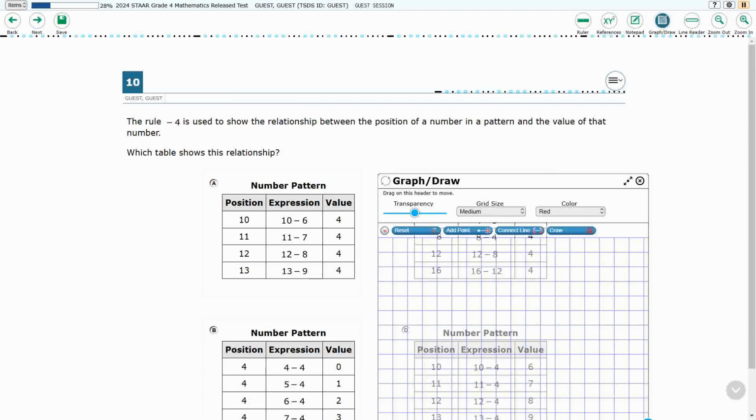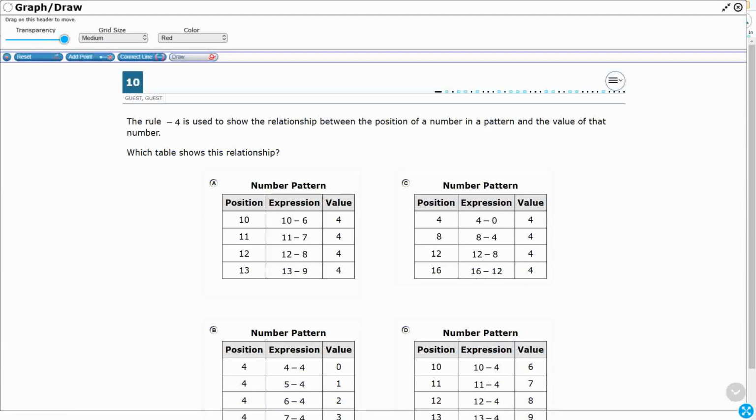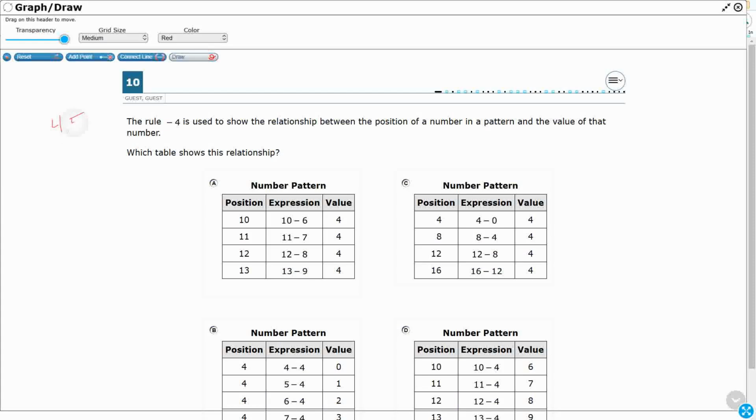So for number 10, we are looking at input-output tables, and this is 4.5B. And we need to find a rule, minus 4, to show the relationship between the position of a number and the value of that number. Okay, so they give it to us. So position, and then we've got value. And so what's my rule? My rule is minus 4. Okay, so you take your position and then you subtract 4.